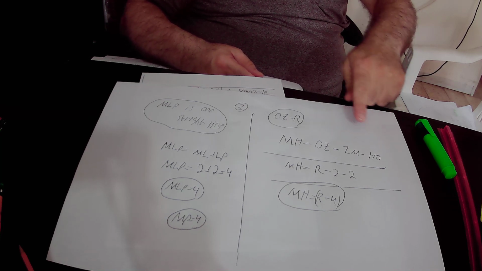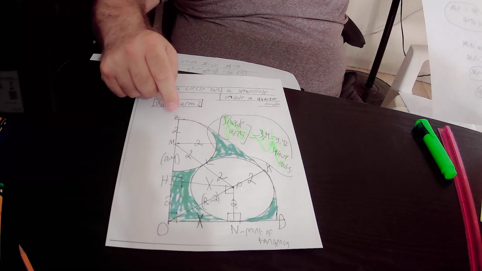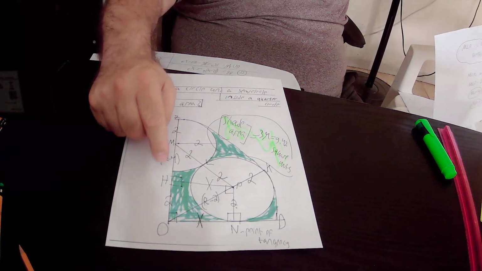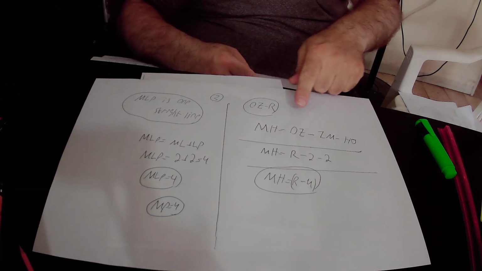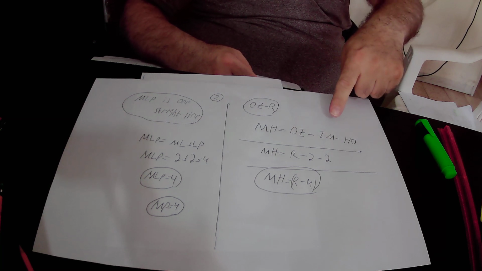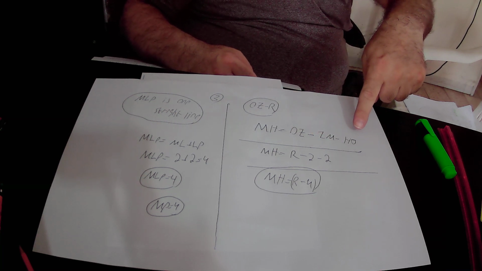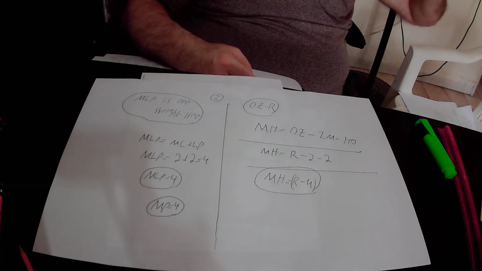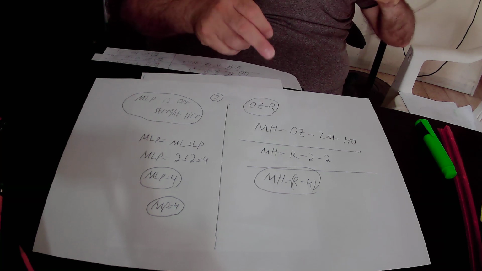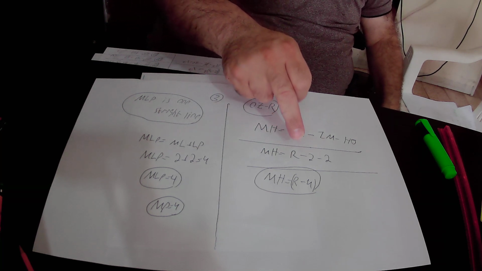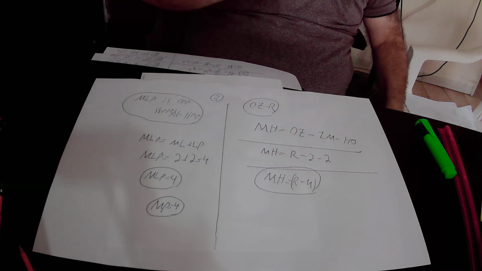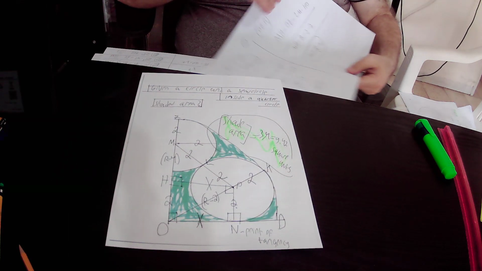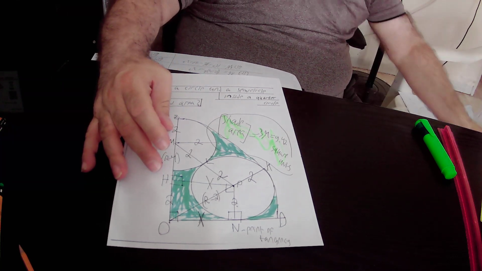minus edge O. So OZ is the radius of the quarter circle, ZM equals 2, and edge O equals 2. I repeat, MH equals OZ, that is capital R, MZ equals 2 units, and edge O also equals 2 units. So in conclusion, MH equals capital R minus 2 minus 2, that is capital R minus 4. So the length of line segment MH equals capital R minus 4.